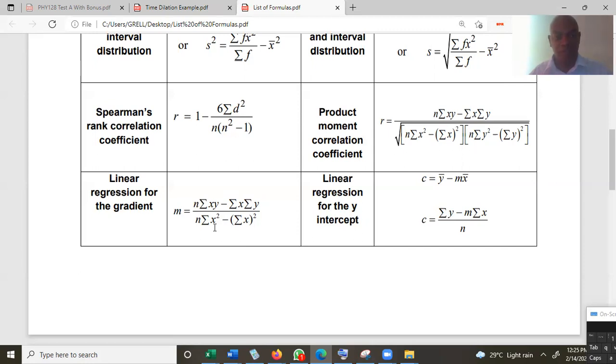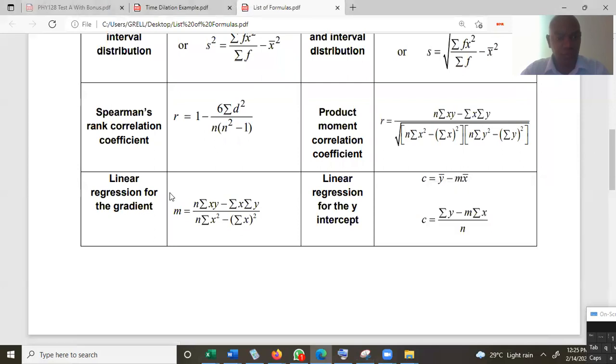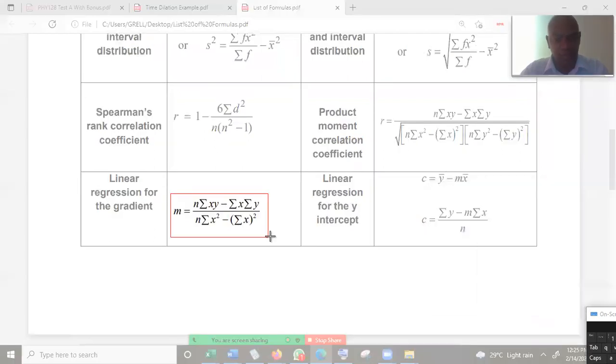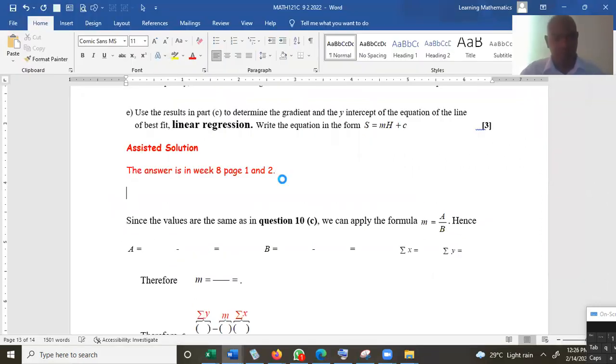The question says, use your results in part C, so we can go back to part C. Let us take a snapshot of this. Look, A, B, and C are right there. I took a snapshot of it to send to you all. Here is m, to find the gradient. Paste it there.